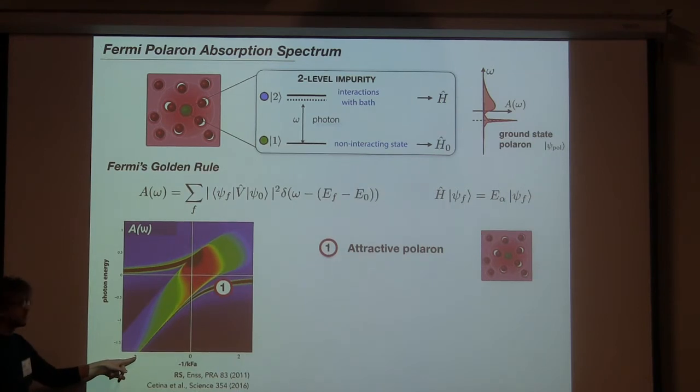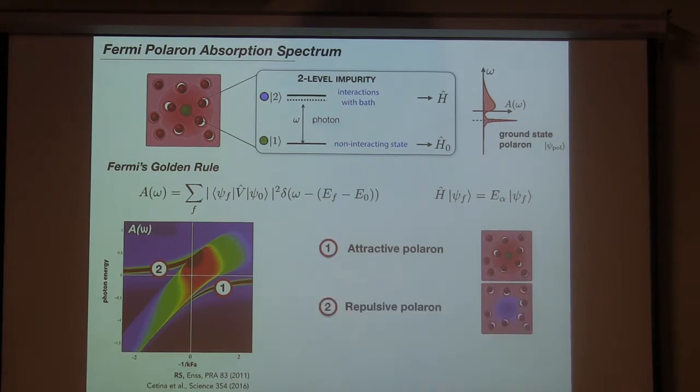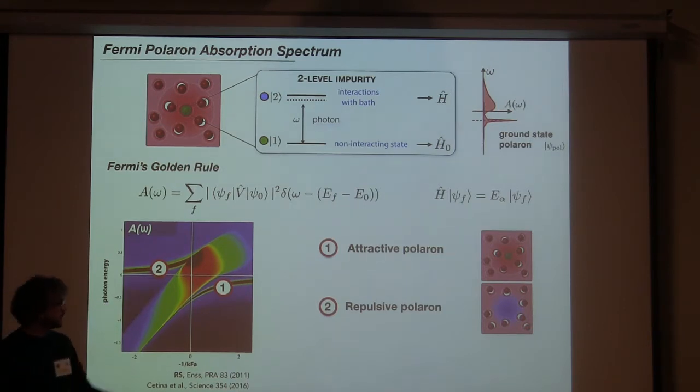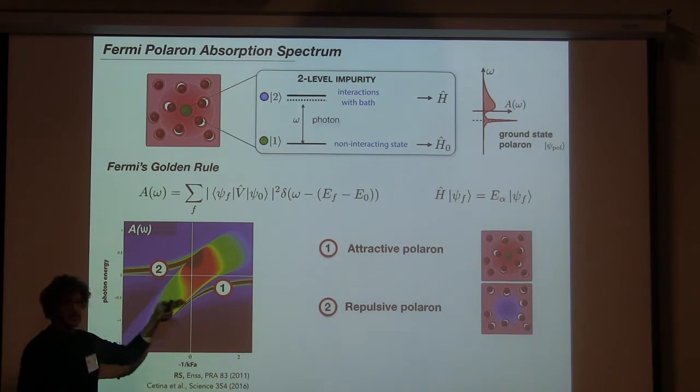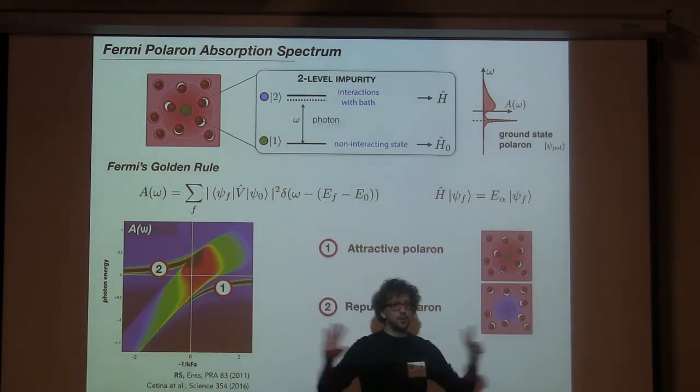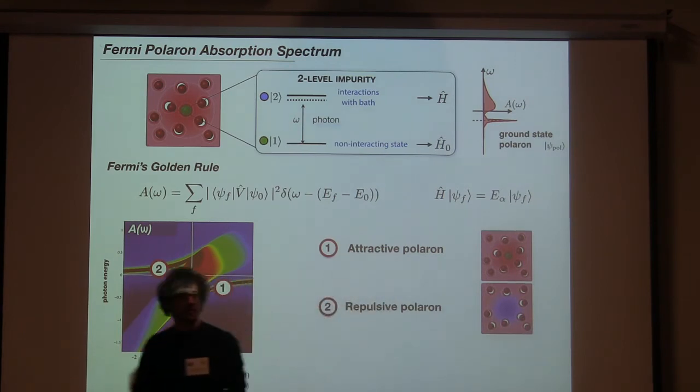Now, what one however finds as well, when we go to stronger interactions, is that besides the ground state we also find an eigenstate of the Hamiltonian at finite frequencies. This is the coherent excitation of the system, where the impurity likes to push away the fermions. It's an excited state of the system.